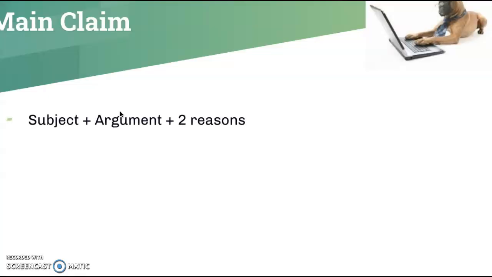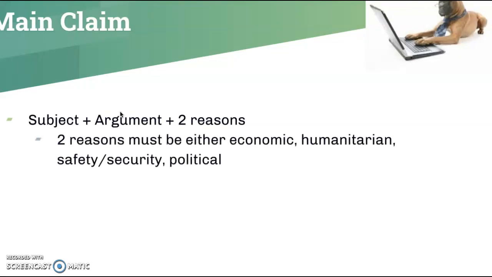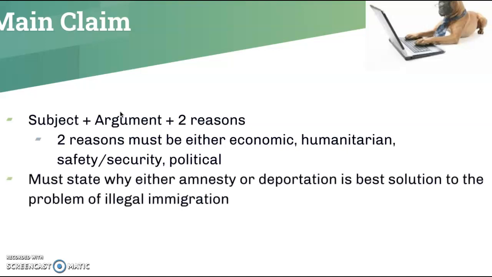So this should be review to most of us. But remember, the main claim has a subject, an argument, and two key reasons why. The reasons in this main claim are going to be focused on economic, humanitarian, safety, security, or political. They're all those things that we've already highlighted with our evidence that we found in the articles. Your main claim must state why either amnesty or deportation is the best solution to the problem of illegal immigration. Pay attention to that wording because that's probably going to come up again throughout the video.